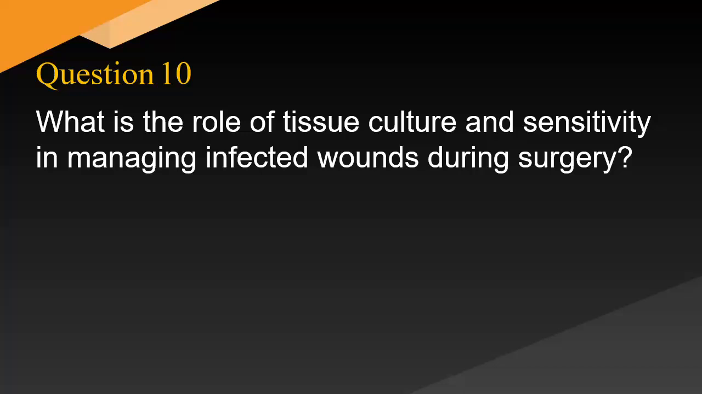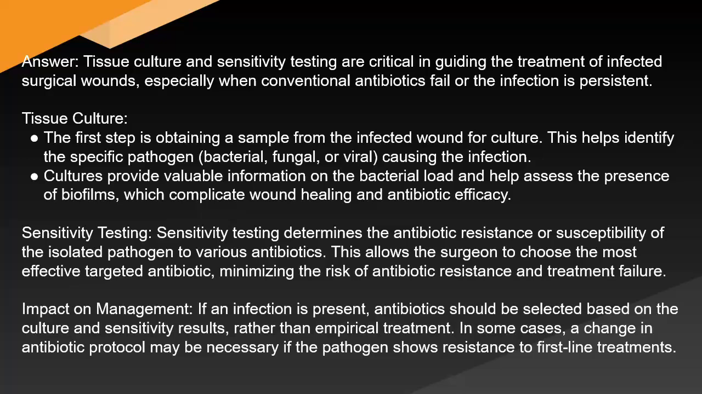What is the role of tissue culture and sensitivity in managing infected wounds during surgery? Answer: Tissue culture and sensitivity testing are critical in guiding the treatment of infected surgical wounds, especially when conventional antibiotics fail or the infection is persistent. Tissue culture: The first step is obtaining a sample from the infected wound for culture. This helps identify the specific pathogen, bacterial, fungal, or viral, causing the infection.